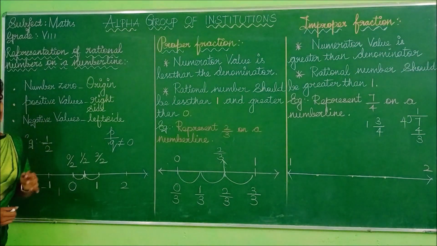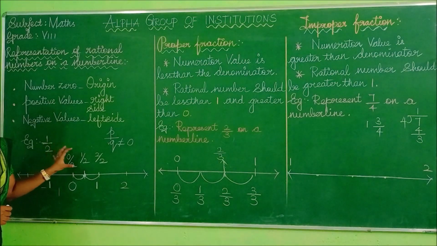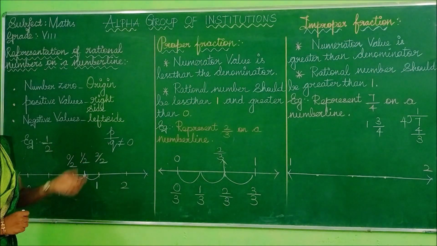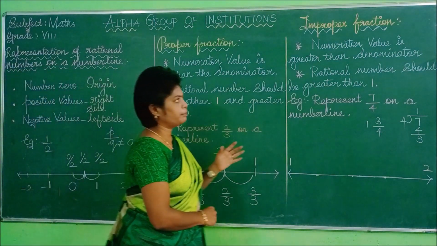So the next topic is the improper fraction. The proper fraction you can clear with these two examples, I think. So move on to the next one, the improper fraction. What do we mean by improper fraction?